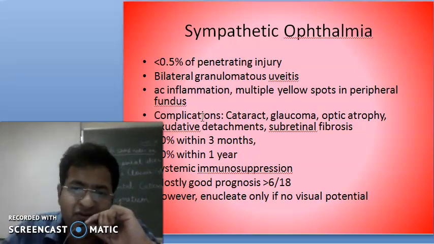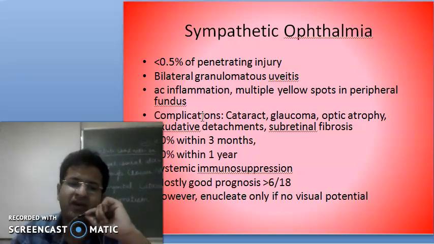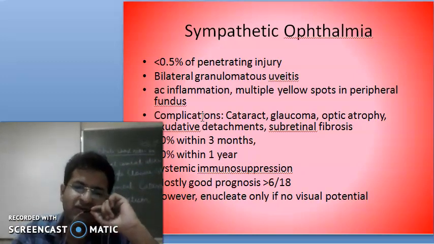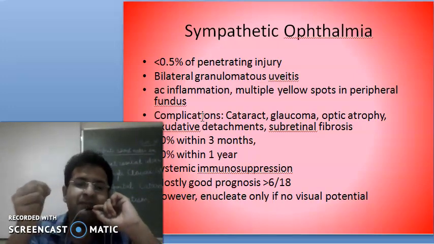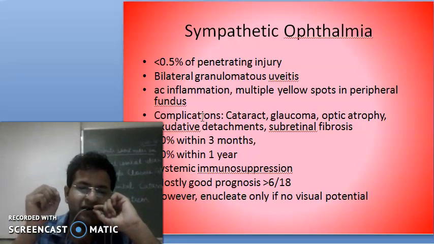What are the complications of sympathetic ophthalmia? Any complication of uveitis is a complication of sympathetic ophthalmia, that is cataract, glaucoma, optic atrophy, exudative detachment, subretinal fibrosis. And 80% of the cases with sympathetic ophthalmia are present within 3 months and 90% within 1 year of the initial injury.